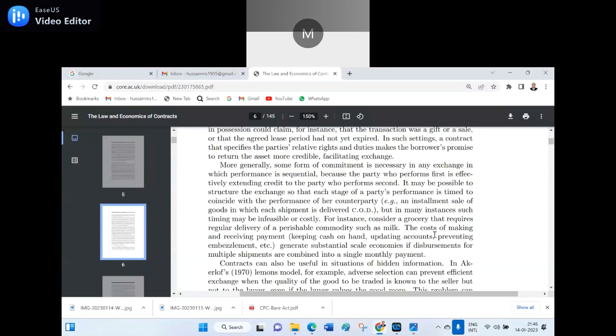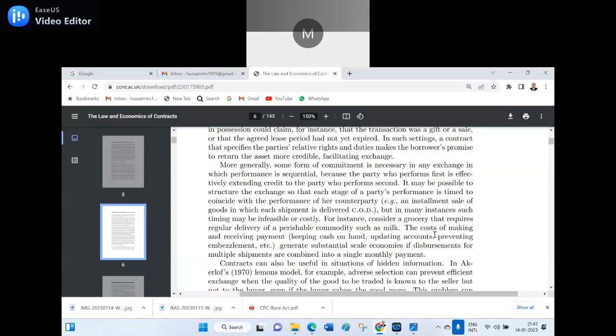So more generally, some form of commitment is necessary to any exchange in which the performance is sequential, because the party who performs first is effectively extending credit to the party who performs second. So naturally, when you renew a contract, a renewal can be done only when a person has kept the property in good condition. Suppose he spoiled the property, naturally the renewal cannot be done, because the owner knows that if he renewed it, the property would still depreciate, because the person who has taken the rented property will not maintain it properly. So the second time he will either renew it or say goodbye.